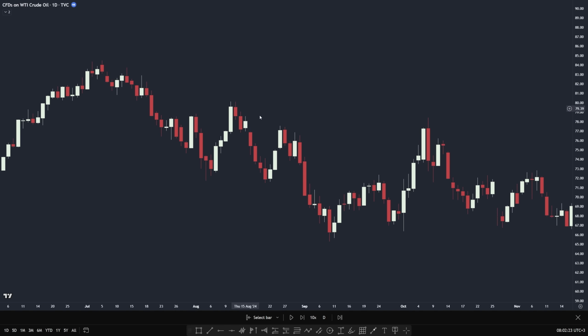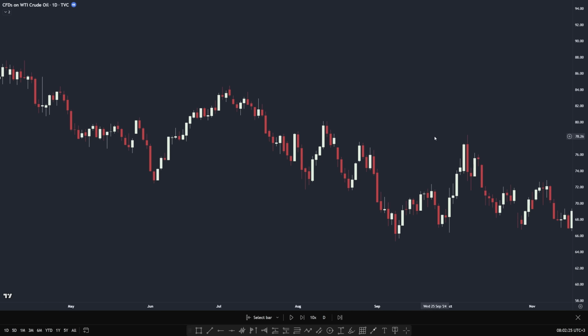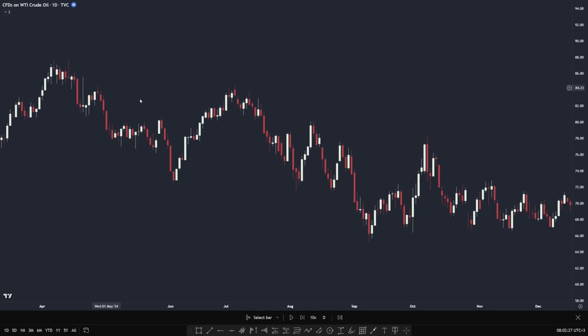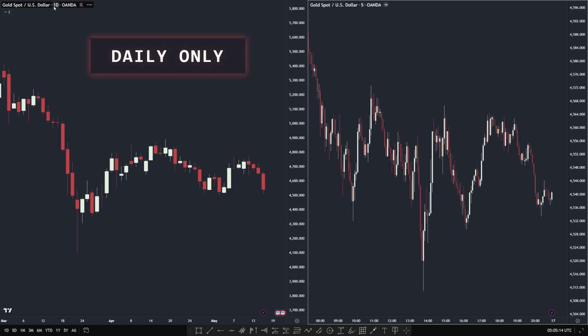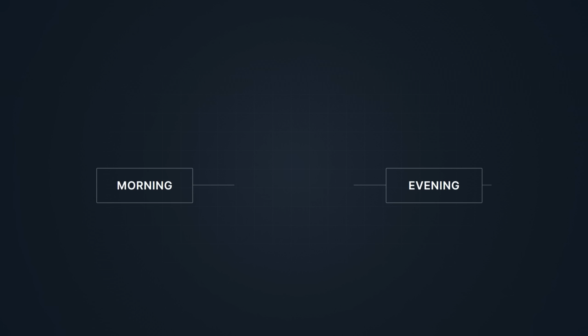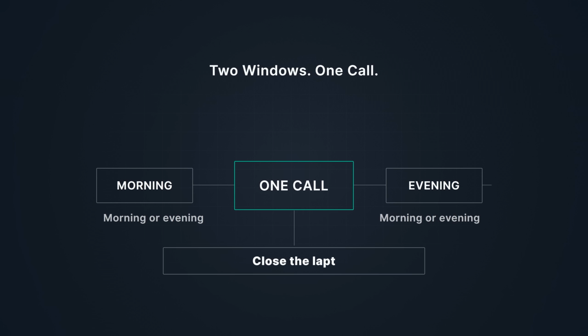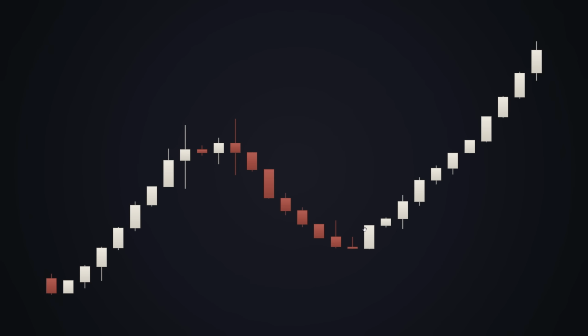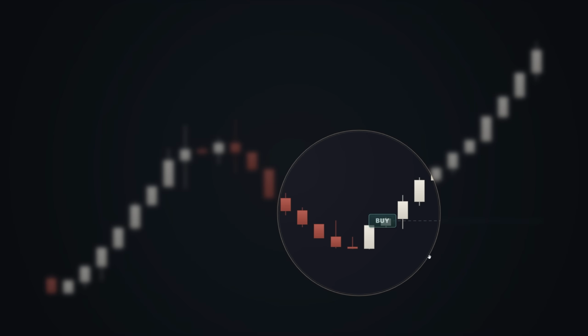Markets spend roughly half their time trending or pulling back inside trends. We will use the daily time frame only. This is non-negotiable. Lower charts are noise factories that punish small accounts with fees and bad fills. The daily forces patience. You look for the setup after dinner or in the morning. You make one call and you close the laptop.